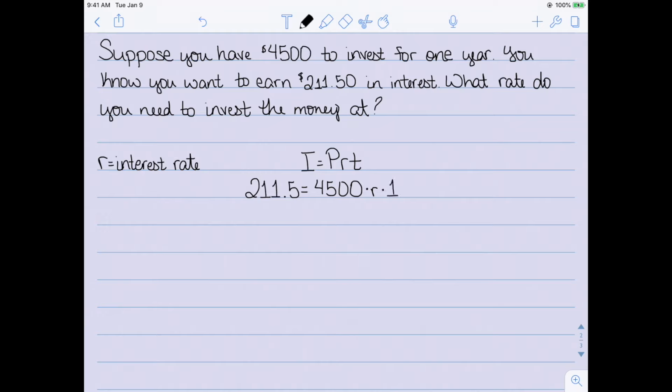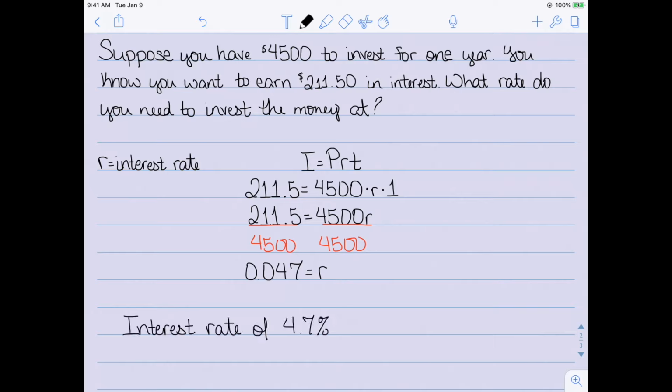So now we have our equation. The right-hand side can be simplified. So now we have 211.5 is equal to 4,500 R. We can then divide both sides by 4,500, and we get 0.047 is equal to R. Therefore, in order to get the amount of interest that we want to earn, we need to invest at 4.7% interest rate. Let's look at another slightly harder problem.